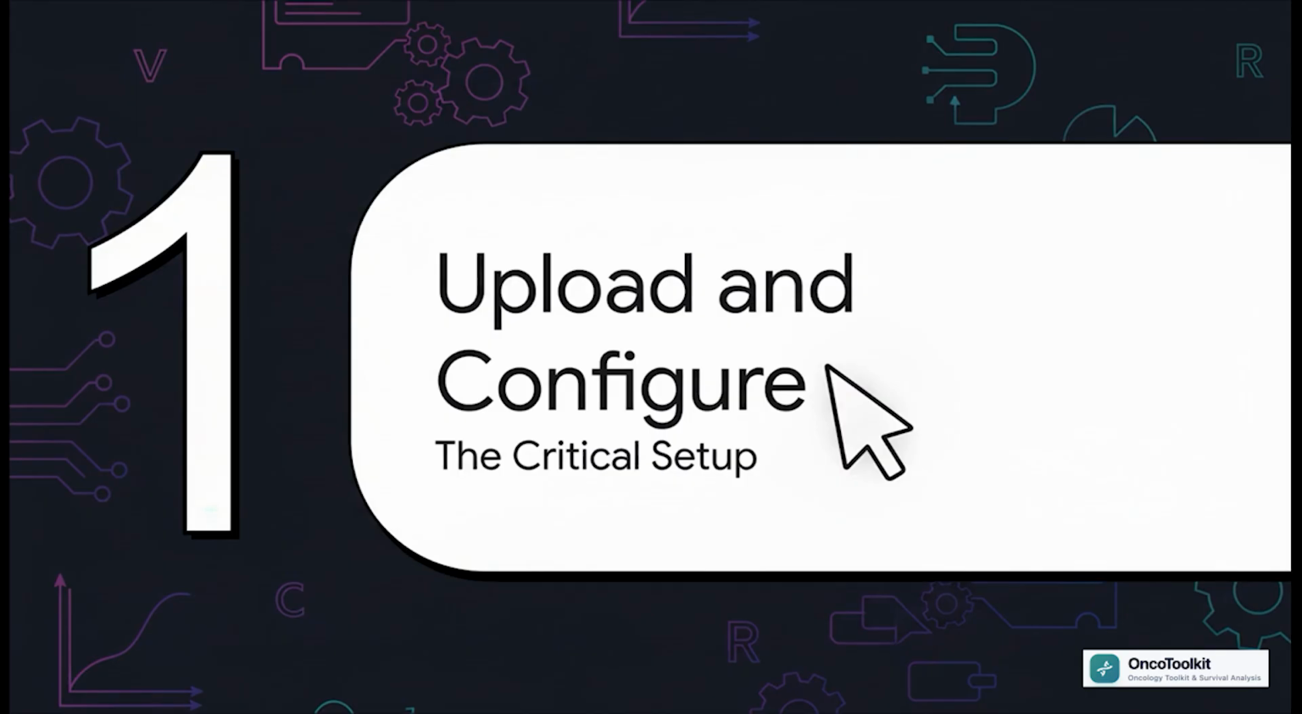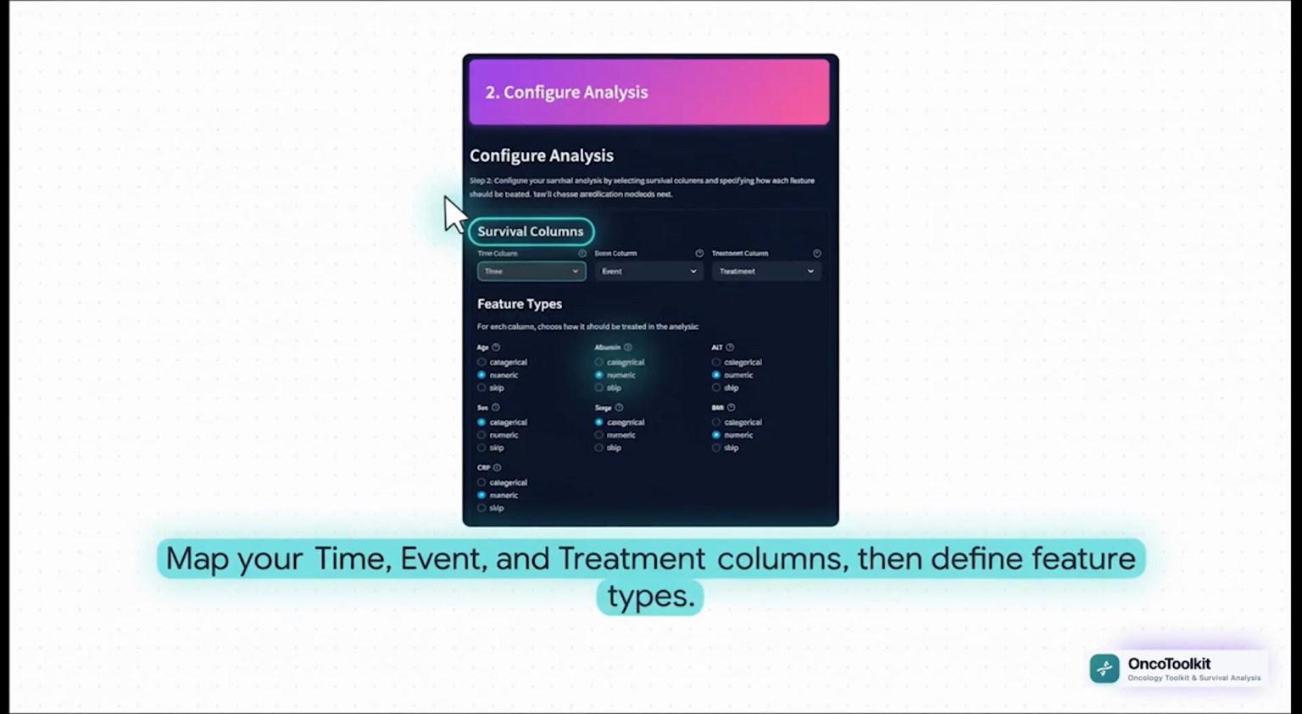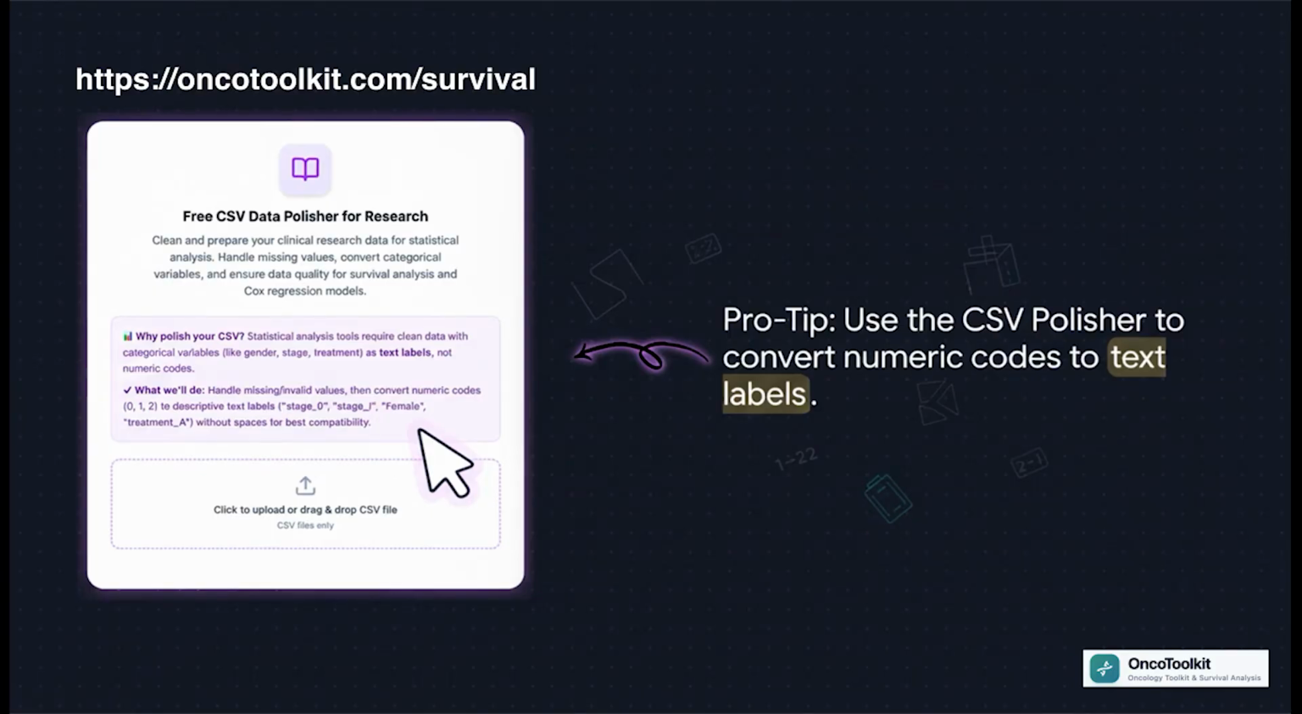Okay, now for the most critical part of the whole setup, the configuration. So in step 2, you just have to map those core columns: time, event, and treatment. Super easy. Then for all your other features, just tell the tool if they're categorical or numeric. And here's a pro tip. This one is really important.